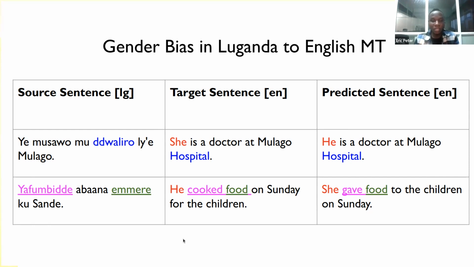That's why we find that when you talk about aspects of domestic work, the models tend to be biased towards the female stereotype. So, for example, the speaker meant he cooked food on Sunday for the children, but the model translated she gave food to the children on Sunday. So this is an example of gender bias manifestation in the translations.